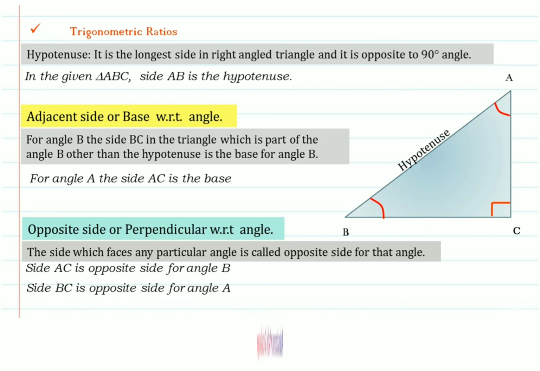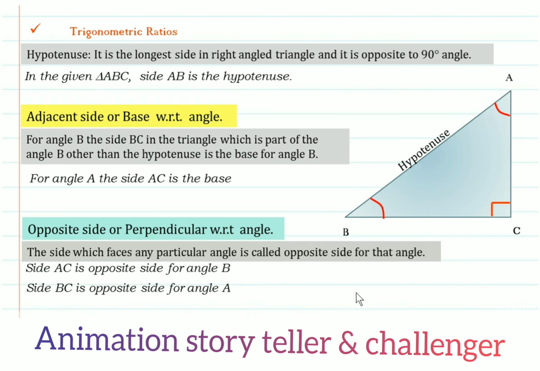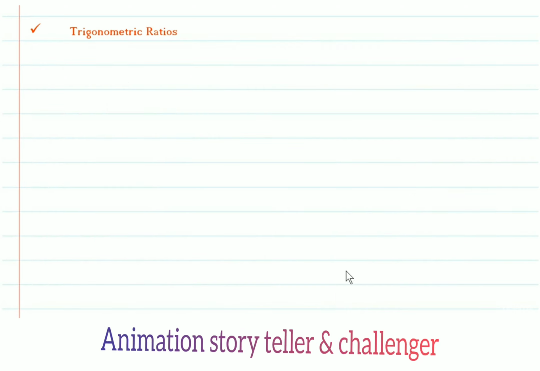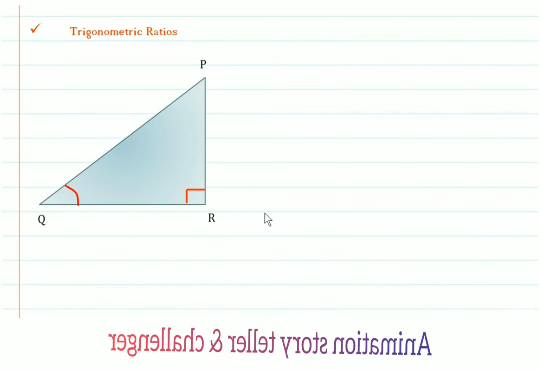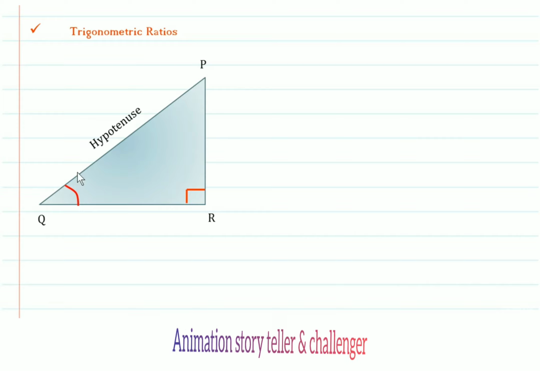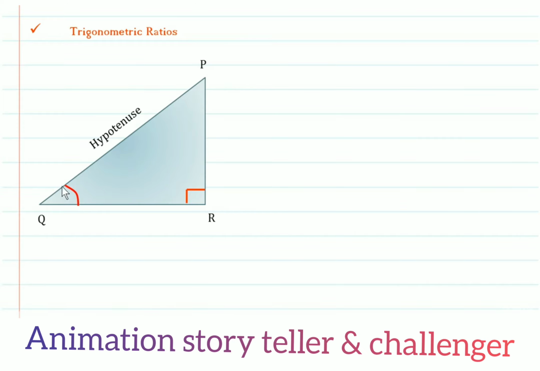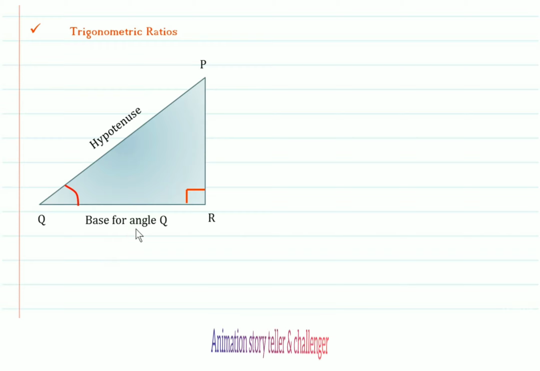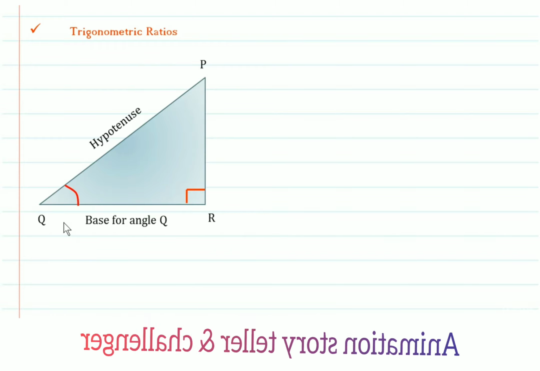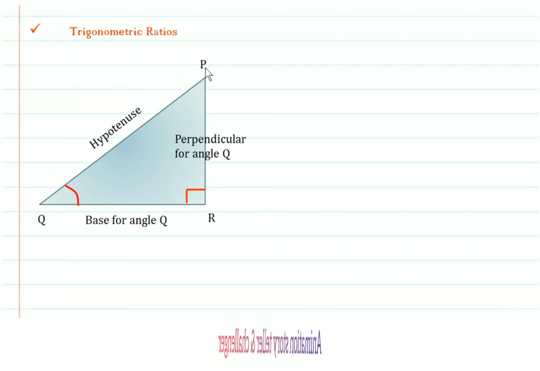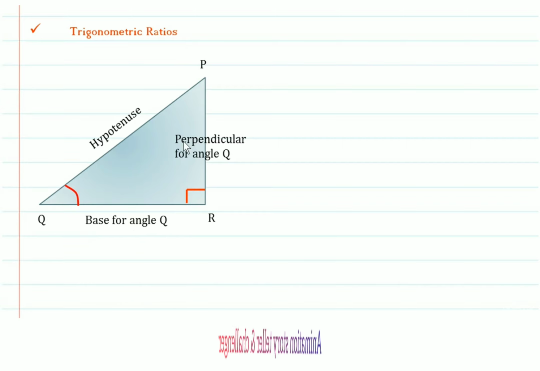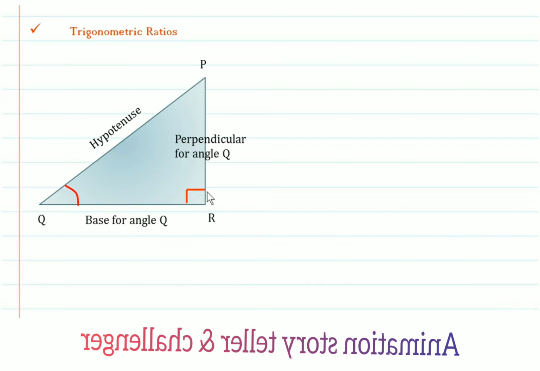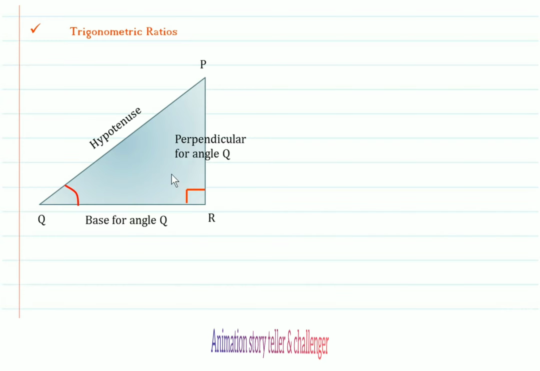Now we are going to name hypotenuse, base and perpendicular in a different triangle. For this I am going to consider this triangle PQR. The side PQ would be its hypotenuse. With respect to this angle Q, the side QR will be the base of angle Q, and PR would be perpendicular for this angle Q. This base can also be said as the adjacent side, and this side PR can also be said as the opposite side for angle Q.